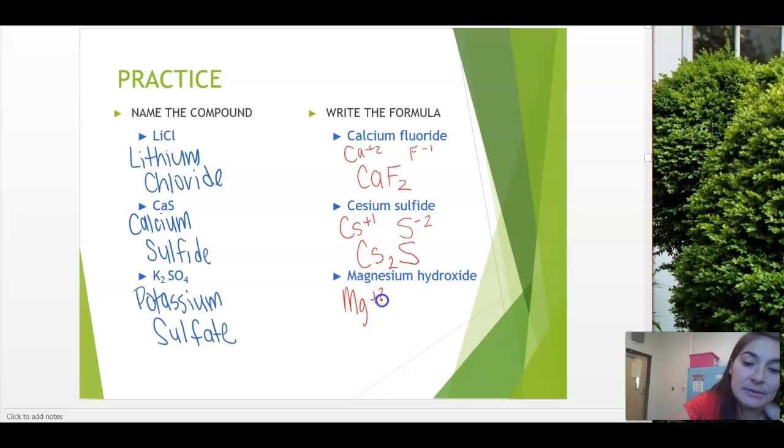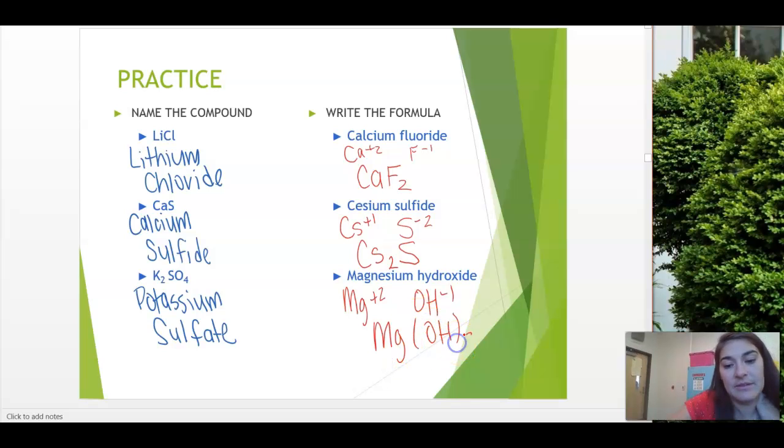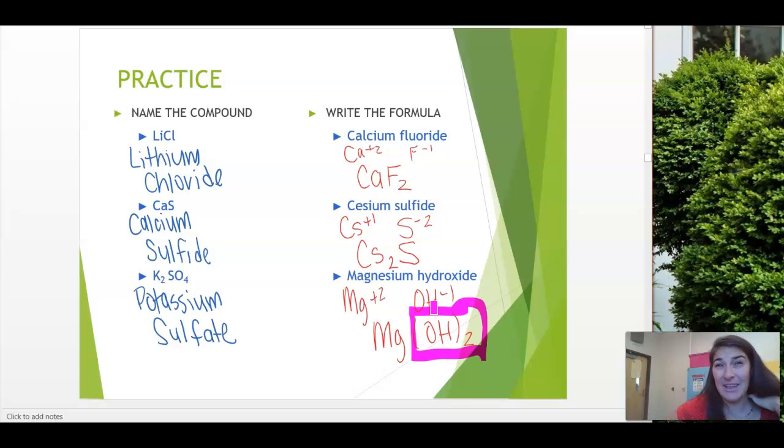Magnesium is plus 2. Hydroxide is minus 1. Therefore, their least common denominator is 2. So I only need 1 magnesium and I need 2 hydroxide. Notice the parentheses here. This is a key thing that we'll talk about later, but I wanted to put it in now. If you simply wrote OH2 without parentheses, you're saying 1 oxygen and 2 hydrogens, but that's not what we said out loud when we were thinking it through. We said we need 2 hydroxides. So use those parentheses when you need more than 1 polyatomic.